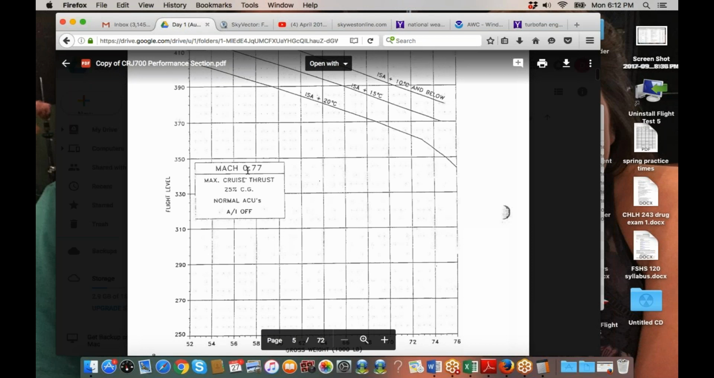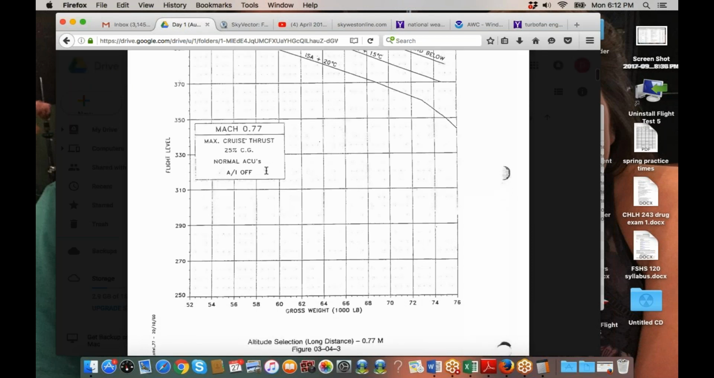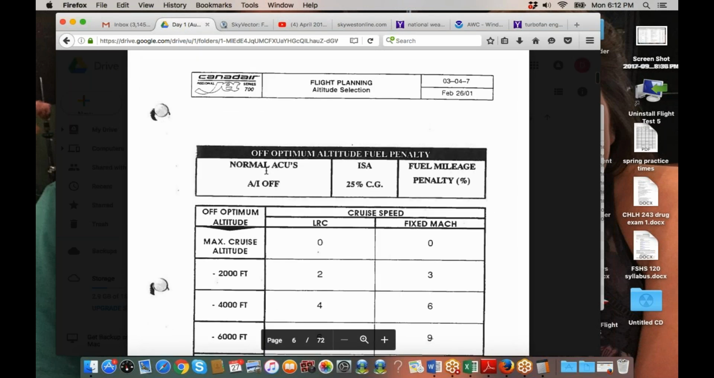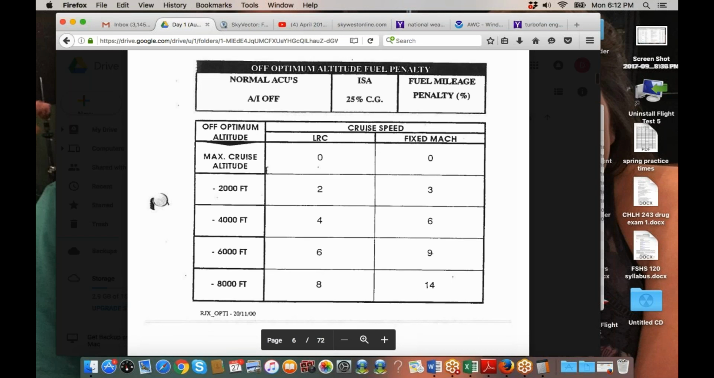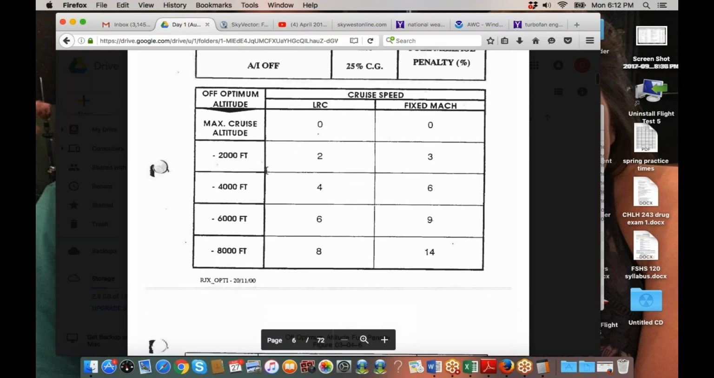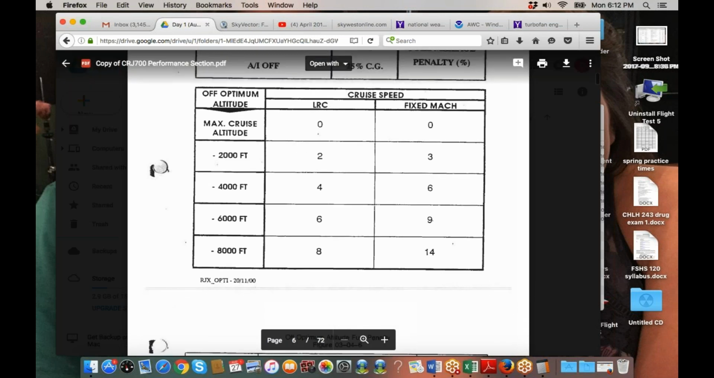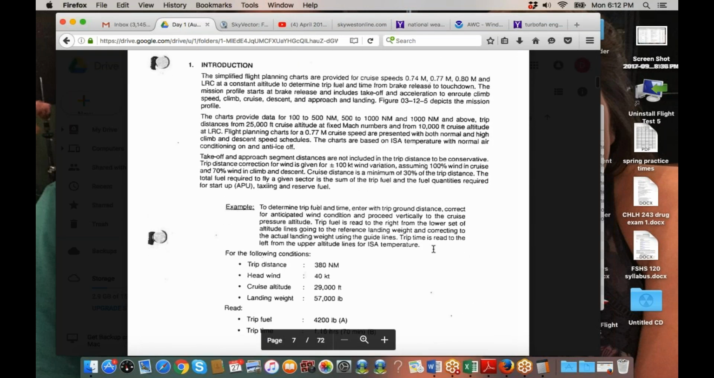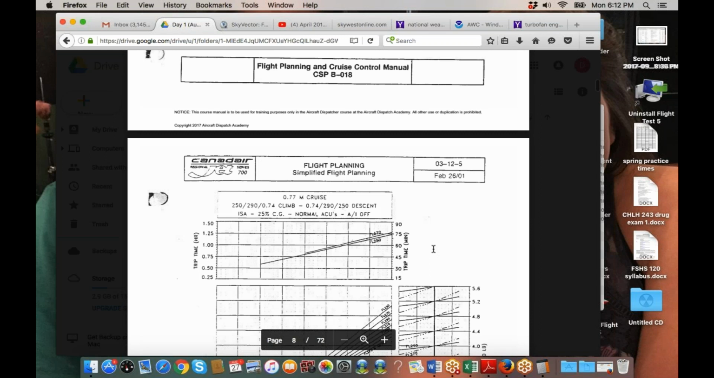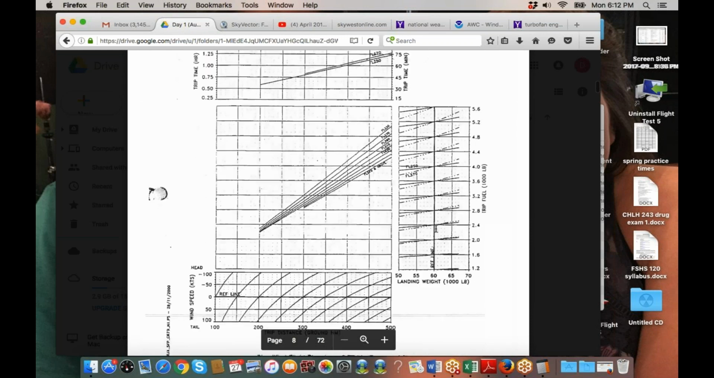This is basically the same thing, but just in Mach 77. This is just for planning long range cruise and fixed Mach. Alright, next we'll go into some spaghetti charts here.